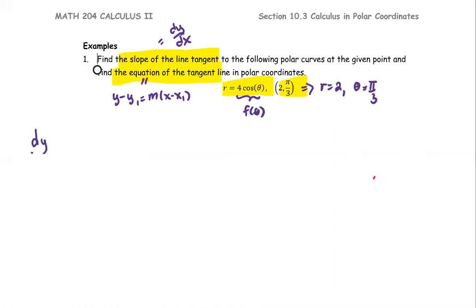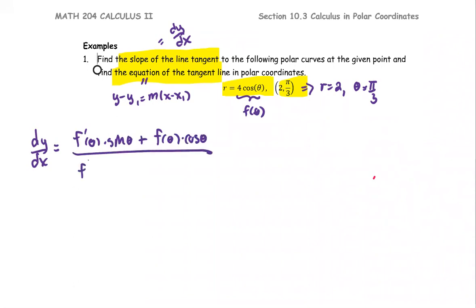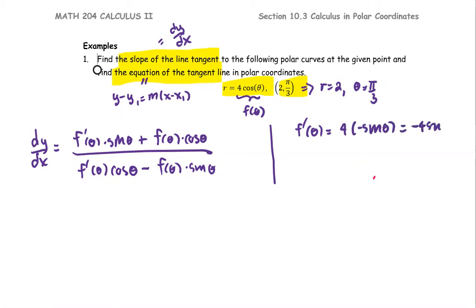From the formula, dy by dx is f prime of theta multiplied by sine theta plus f of theta multiplied by cosine theta, all divided by f prime of theta times cosine theta, subtracted by f of theta times sine theta. On the side, let's work on f prime. Since f is 4 times cosine theta, f prime is 4 times negative sine theta, or negative 4 times sine theta.